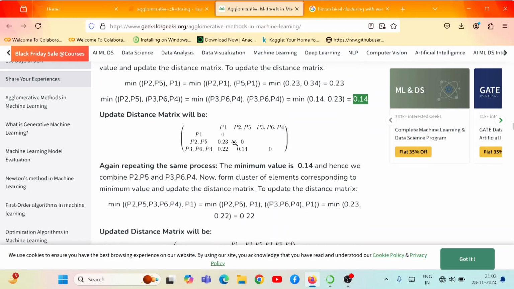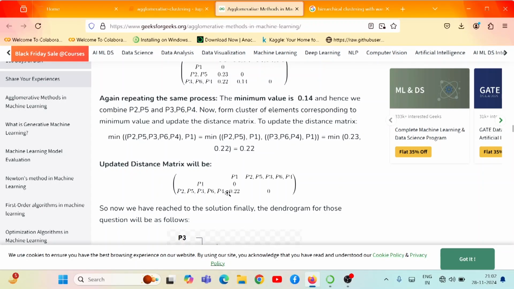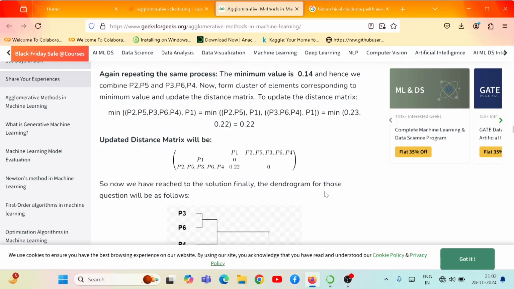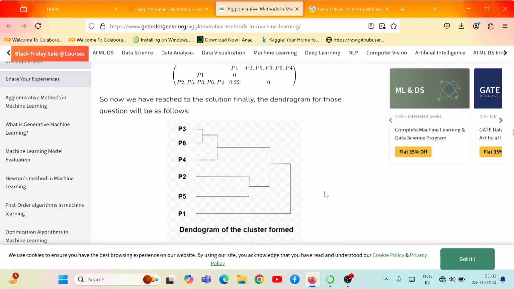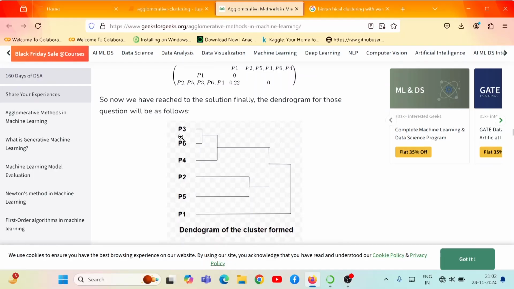Now again, if you observe, this is the minimum value. It means this P2, P5 cluster is going to be merged with the P3, P6 and P4 cluster. If you do this, this will be the updated value. Finally the algorithm will give you this dendrogram, which represents how the cluster formation has occurred. In the first step we clubbed P3 and P6 together, and then we clubbed this with P4.